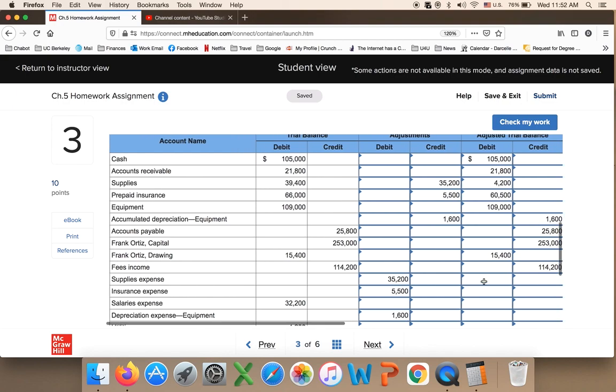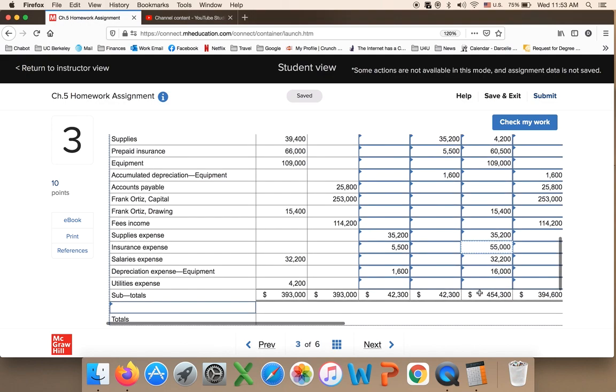And then we have all these expenses. All of them are debits. Some of them are new after adjustment, some of them are old that we had from the ledger, but all of the expenses are always debits. All right, so making sure my debit and my credit is the same.